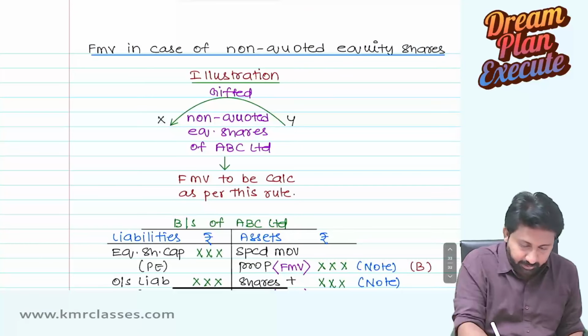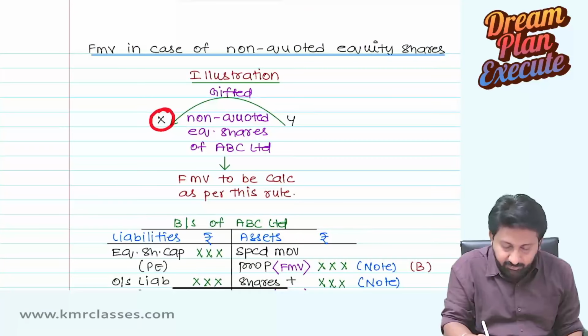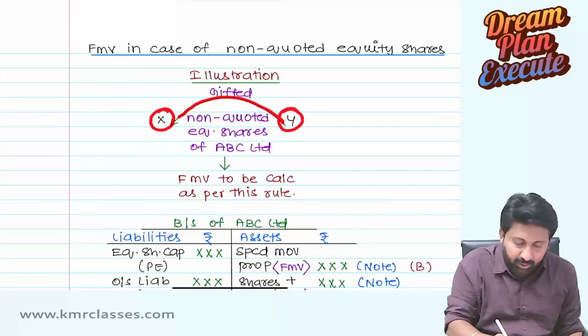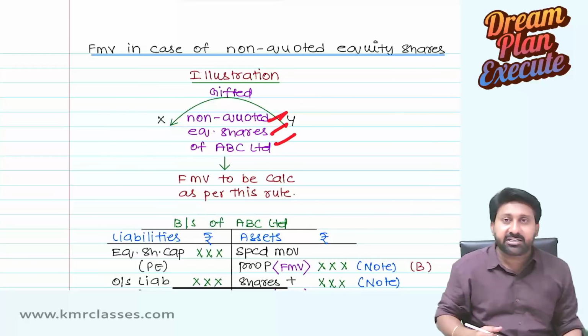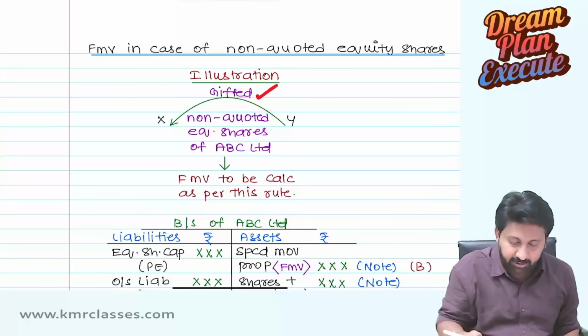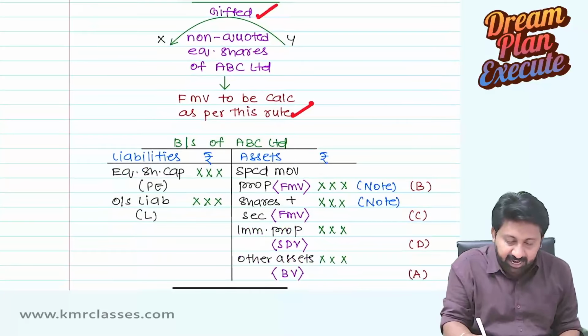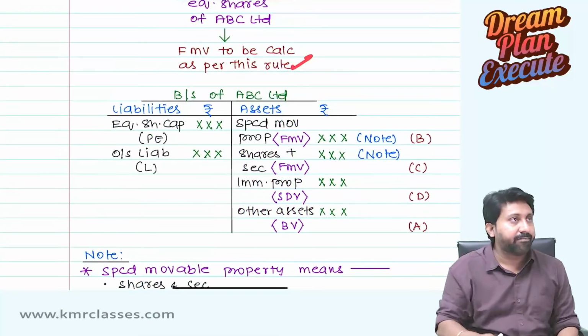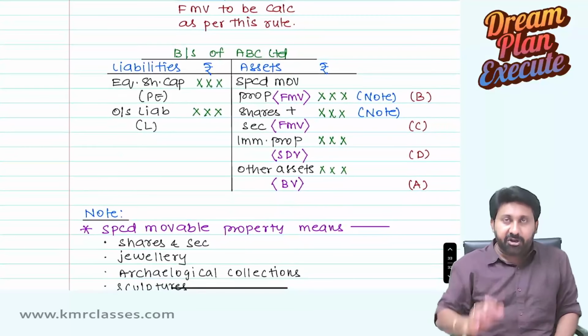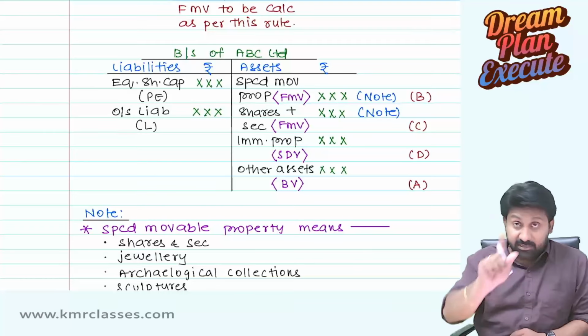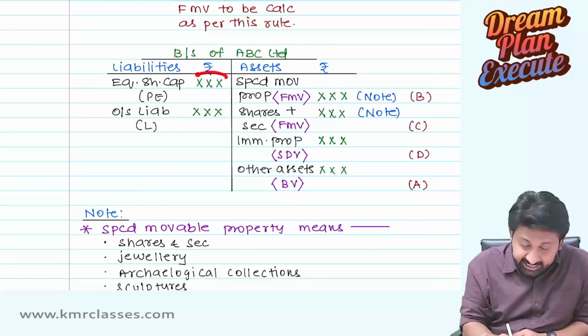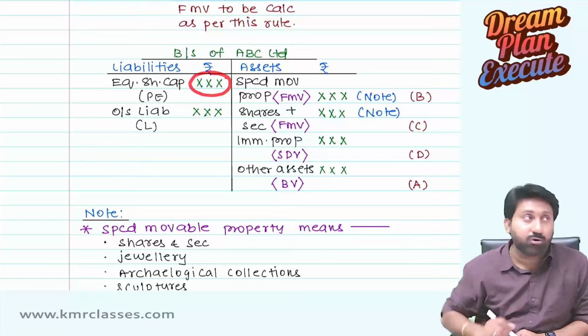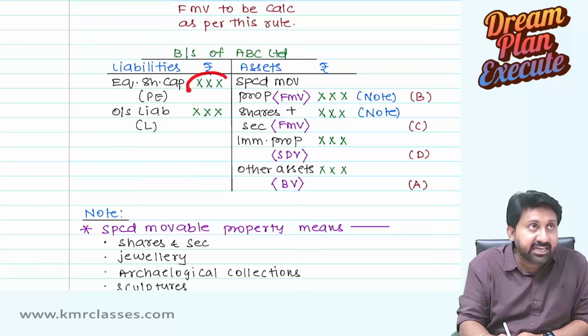See, X and Y. Y gifted to X non-quoted equity shares of ABC Limited. Gifted. So FMV has to be calculated as per this rule. See here. First, consider the balance sheet of ABC Limited. Okay, listen carefully. These shares are getting valued now. These shares are transferred.